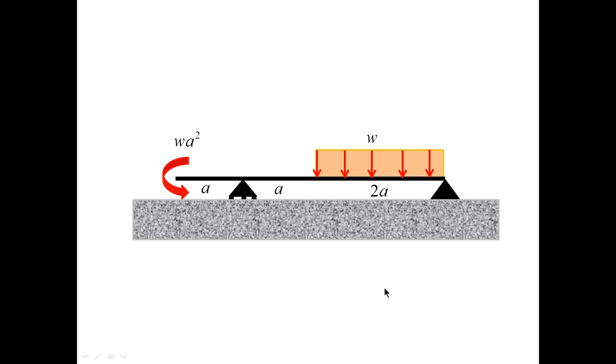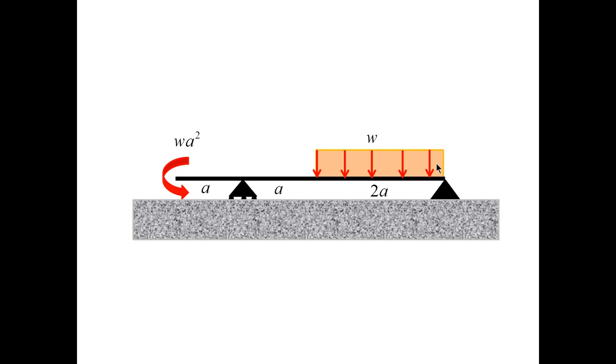This problem involves a straight beam of length 4a, supported by a roller and a pin, loaded by a couple and a uniformly distributed load. My task is to construct and plot the shear force and bending moment diagrams.